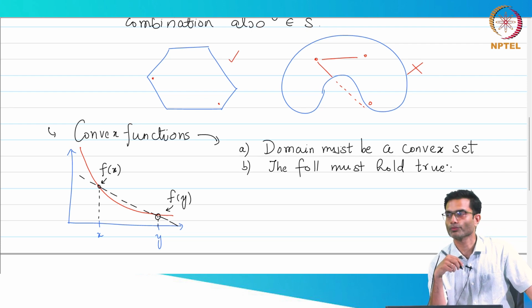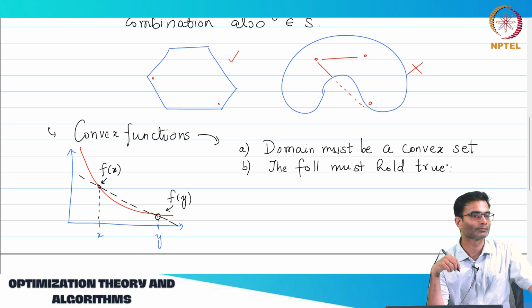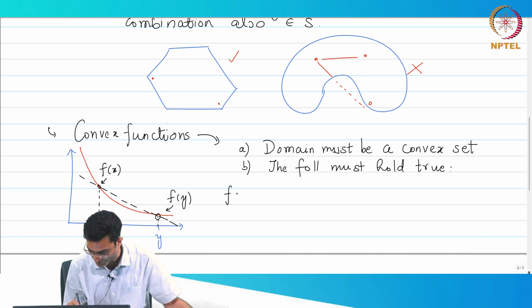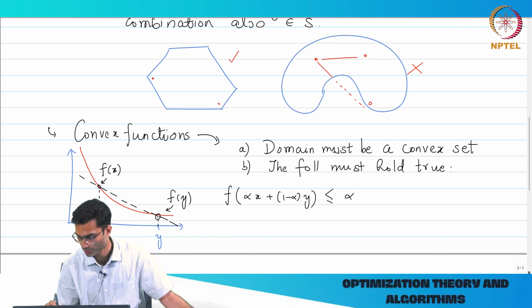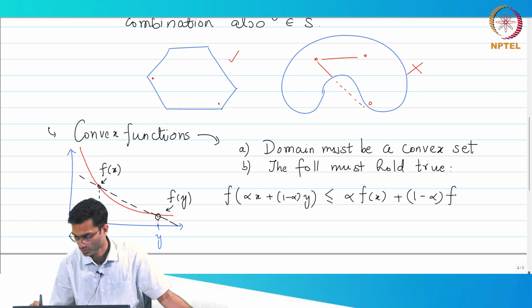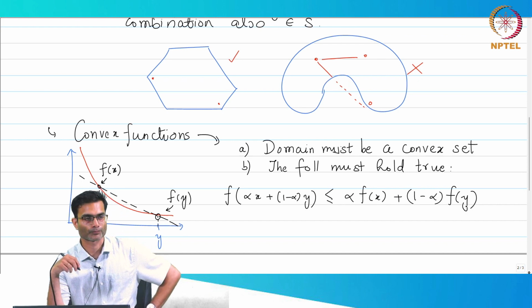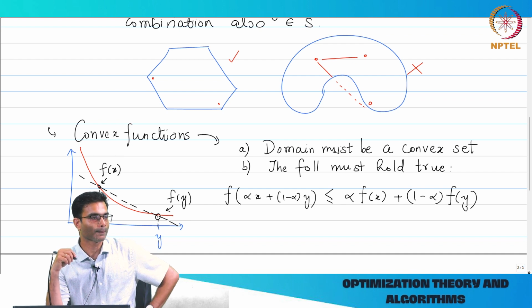So what would you prefer? Do you want to know it in words first or in math first? Okay, I'm hearing more math, so let me write the mathematical expression first. So f of alpha x plus 1 minus alpha y. Okay, now, in words, what does this mean?